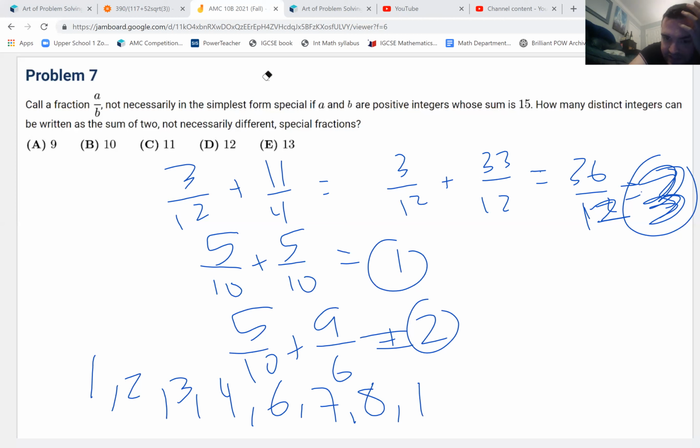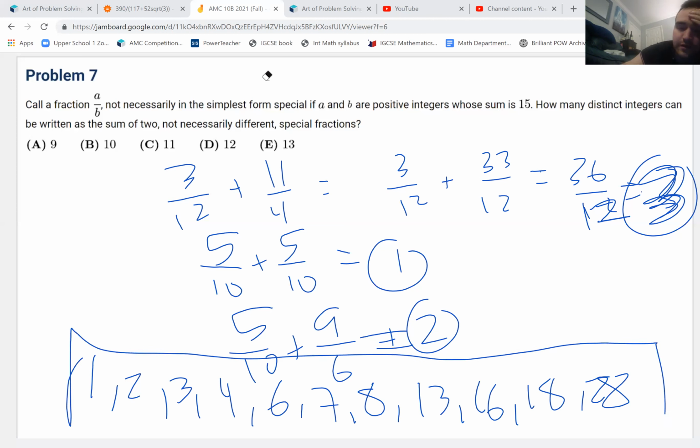13, 16, 18, 28. And let me just see if that's everything. 1, 2, 3, 4, 5, 6, 7, 8, 9, 10. Yes. So you can get any of these integers as being a sum, right? I showed how to get these 3, but the rest I'll leave to you to figure it out. Otherwise, the video is going to be way too long. So it turns out that there are 11 different numbers you can make.